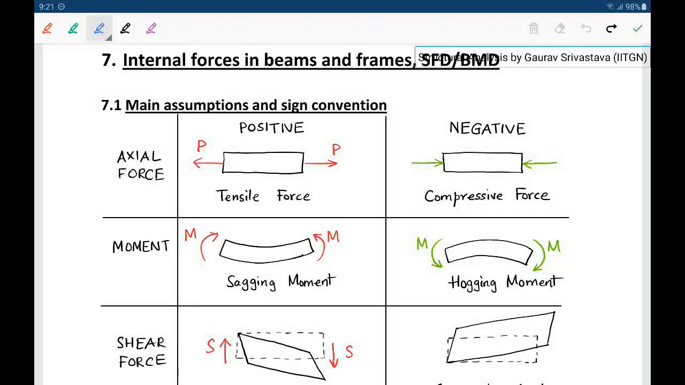In this session, we will discuss internal forces in beams or frame members. So typically, they are shear force and the bending moment which happen when you cut a beam or a frame member. There can also be an axial force in a beam column type of member.